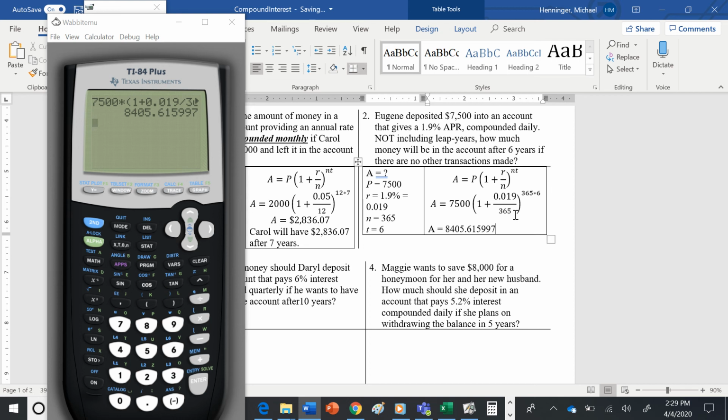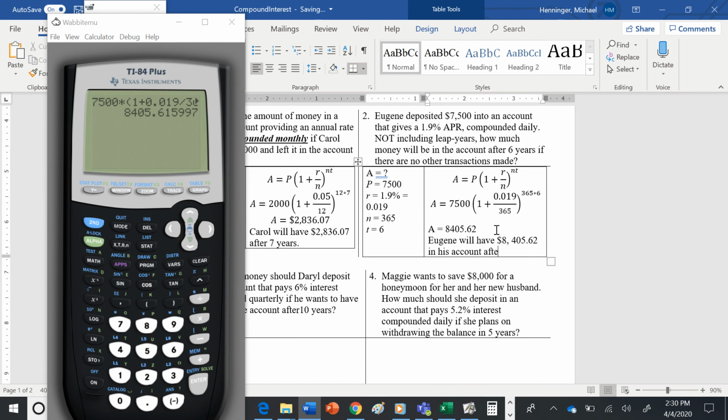Now it's money, so we have to keep in mind we round it to 2 decimal places. Well, that means this is what we want to have. Not all of that, just this part. So we have to look at what comes after. We look at this 5. Now 5 or above, remember we round that previous digit up. So this will be 62 cents. So Eugene will have $8,405.62 in his account after 6 years. And there we go.